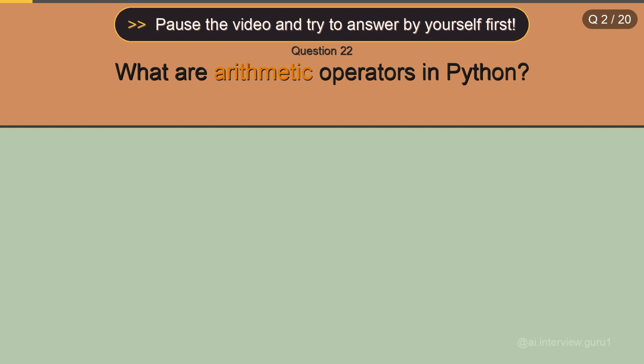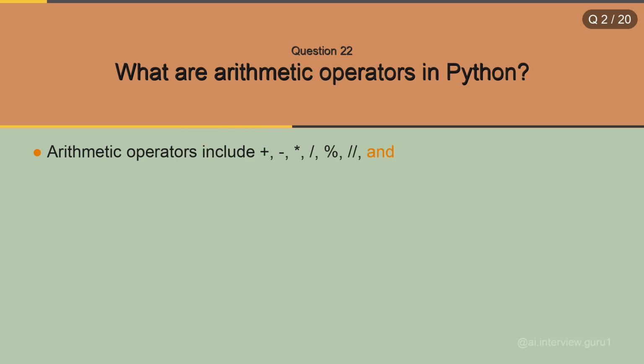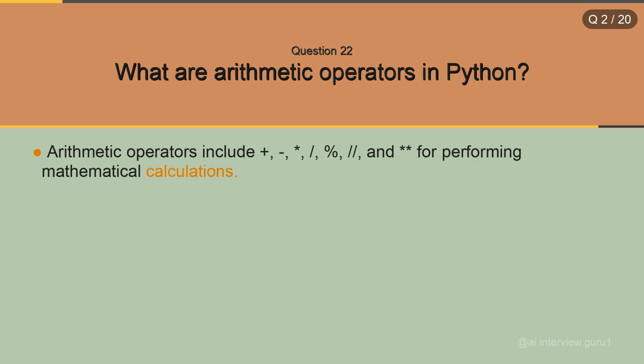What are arithmetic operators in Python? Arithmetic operators include plus, asterisk, slash, percent, and others for performing mathematical calculations.